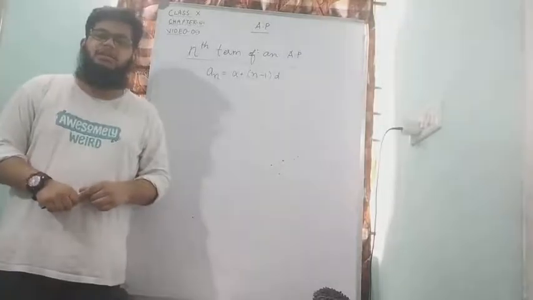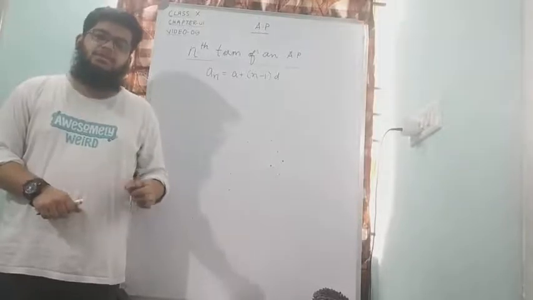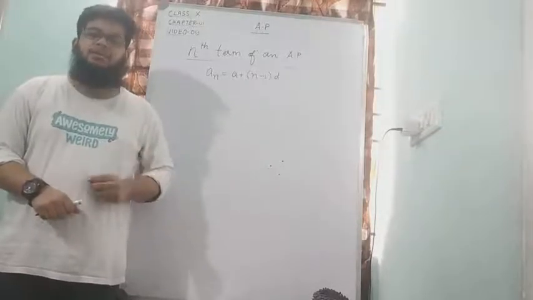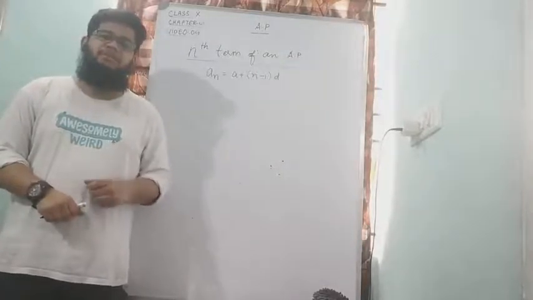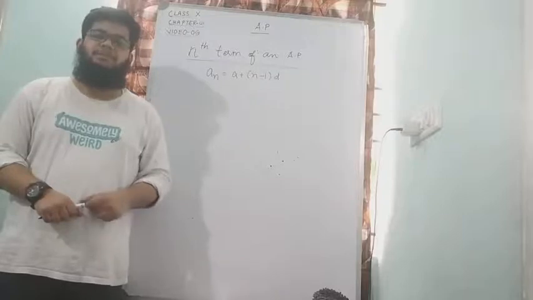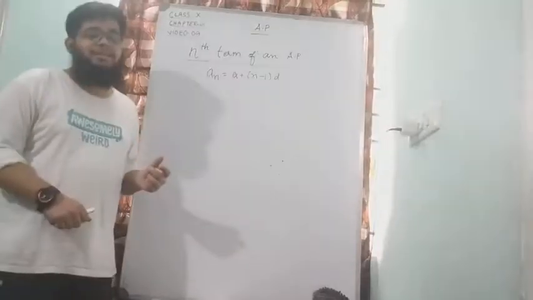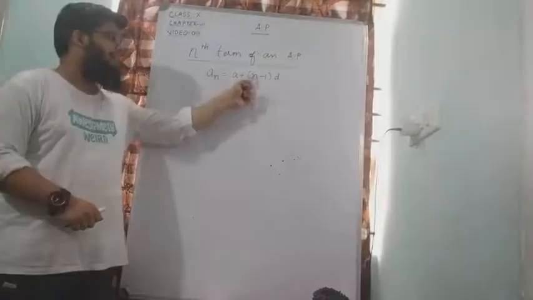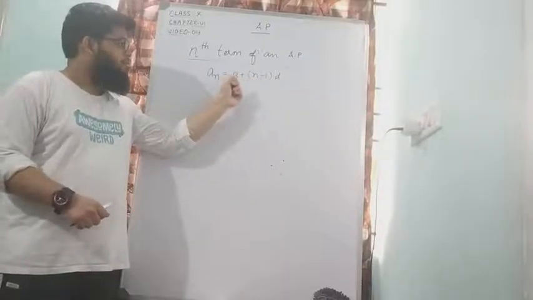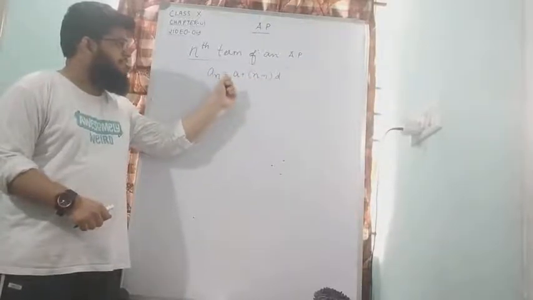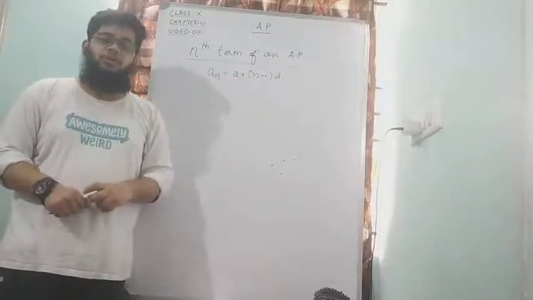In the last class, we all had seen how to find the formula for the nth term of an AP. The nth term of an AP is represented by an, just like the first term is represented by a1, the second term by a2, the fifth term by a5, and the nth term by an. The formula to find the nth term of an AP is a plus (n minus 1) into d. So d is multiplied with (n minus 1). So the formula is an is equal to a plus (n minus 1) into d. It is very essential for us to remember this formula in order to do the problems.